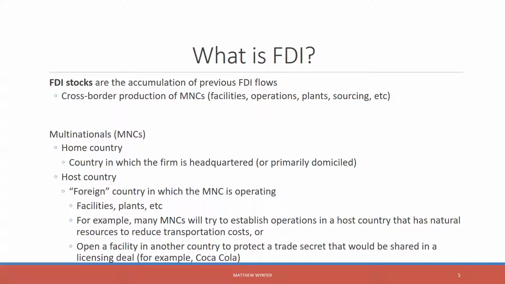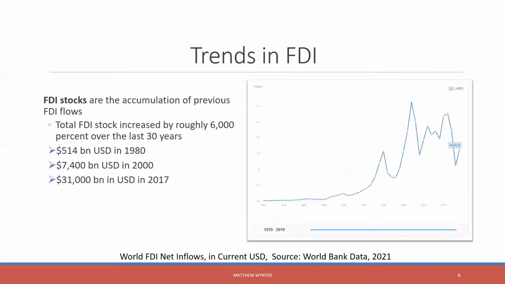So the big point is that we have all these different types of FDI. We've got these greenfield investments, we've got cross-border M&A, and these are really large capital flows. So let's get a sense of the size. FDI stocks, again, are the accumulation of these previous FDI flows. And the FDI stocks themselves have increased by roughly 6,000% over the last 30 years.